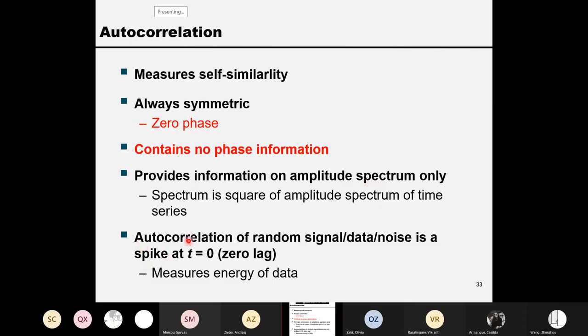And the autocorrelation for random noise is a spike at t equals zero, at zero lag. This is why we can add the random noise autocorrelation to the autocorrelation of a seismic trace, right? Basically adding a constant to the main diagonal. That is the step of pre-whitening.